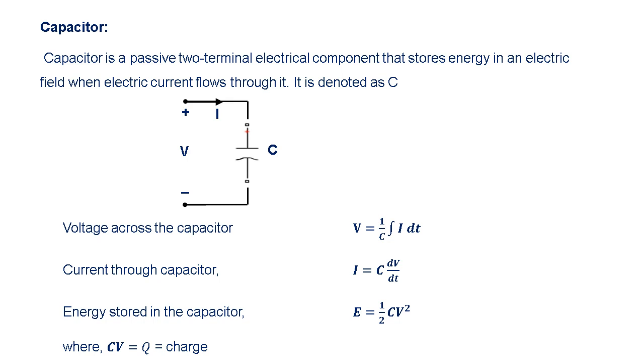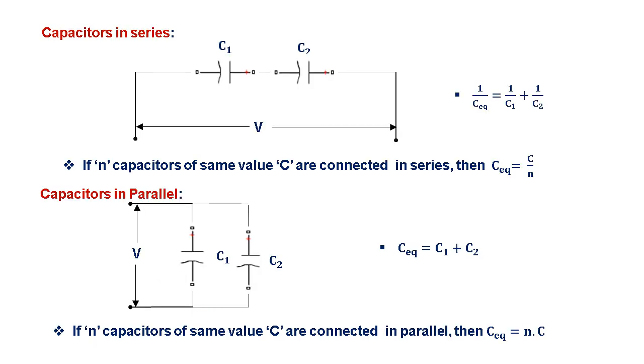The voltage across the capacitor is V is equal to 1 by C integral of I into dt. Here I is the current which is given by I is equal to C into dV by dt. Energy stored in the capacitor in an electric field is equal to 1 by 2 C V square. Here C into V is equal to Q, the charge stored on the capacitor when electric current flows through it. Next is the capacitors in series.